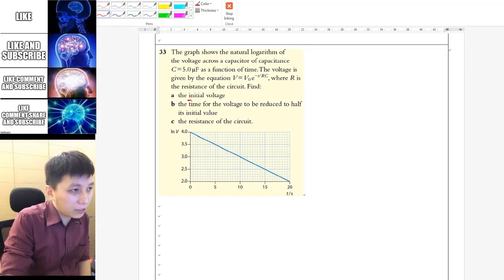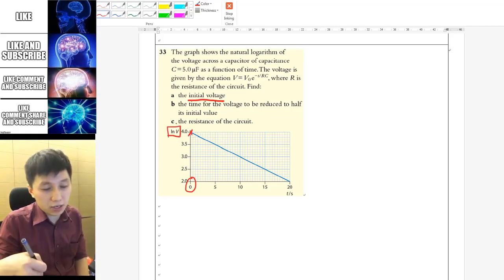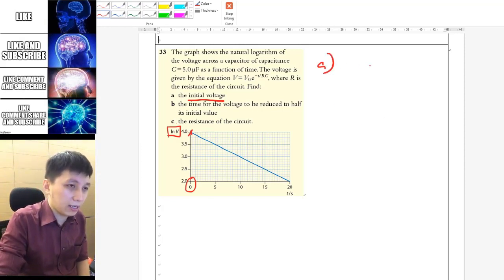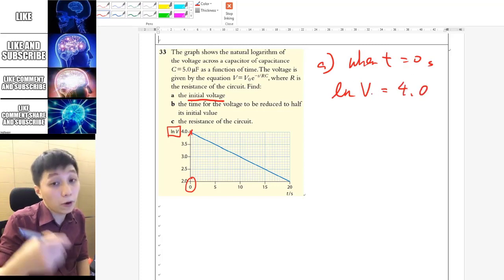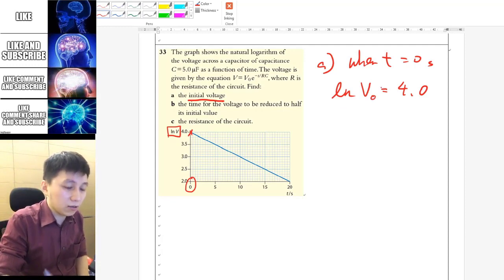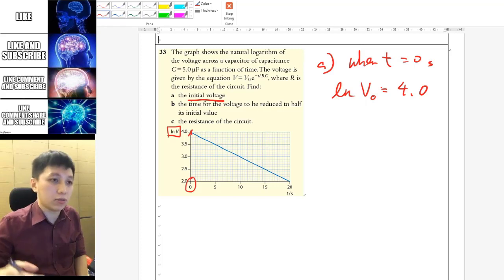Part A. The first question is asking you the initial voltage. So you want to locate when time equals 0 and this coordinate. But then the problem is this axis is log V, but not purely V. So what you can do for part A is to say when t equals 0 seconds, natural log V equals 4.0. More precisely, because V is a general idea, we can say V log to represent V at time t equals 0.